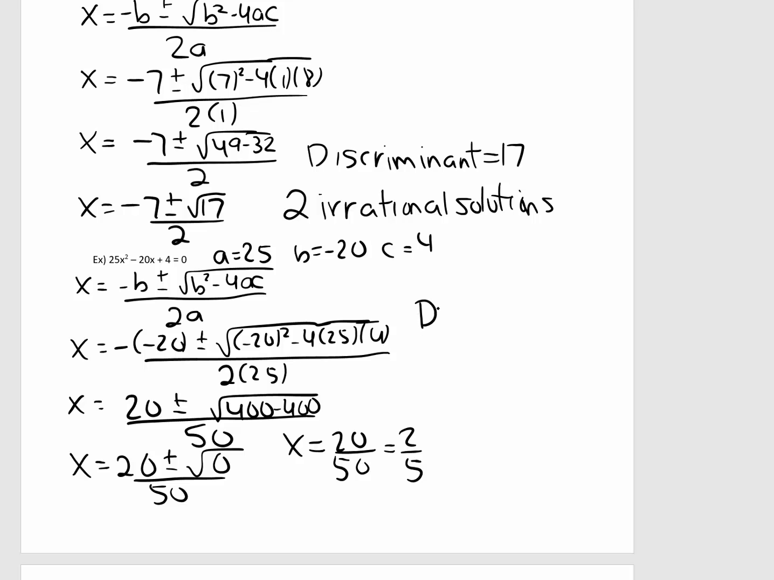So the discriminant is 0. And I have one rational solution. Because again, I know what the square root of 0 is quickly. And because I have a rational solution, I know this is factorable. So this can be broken down as 5x minus 2 times 5x minus 2. Okay, so let's go to the next example.